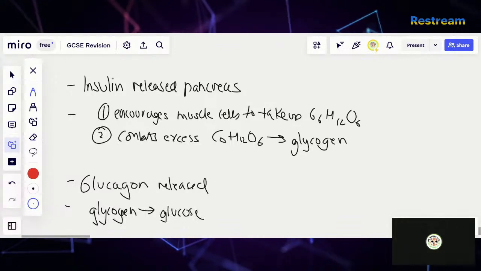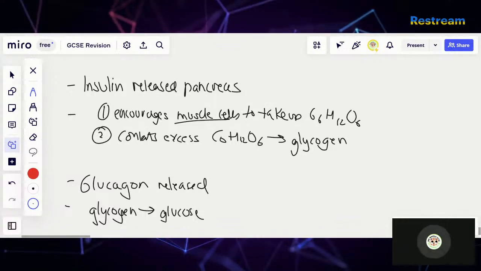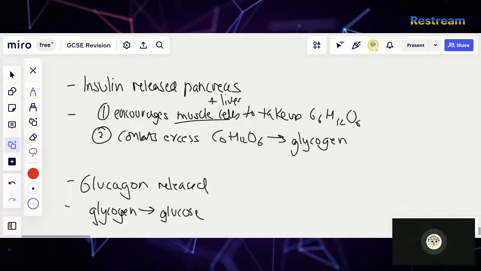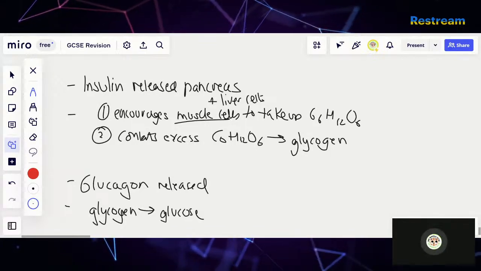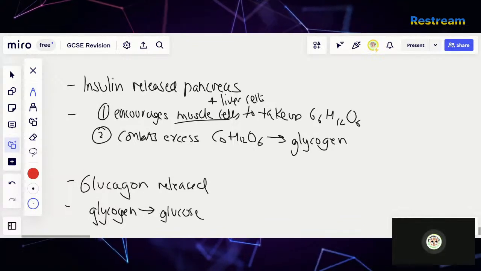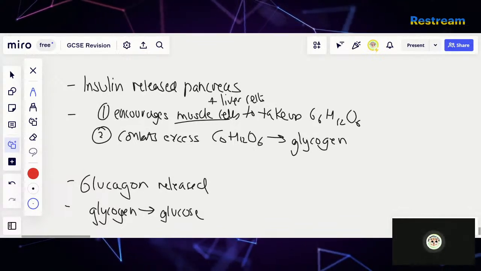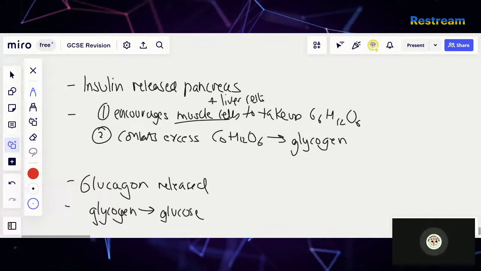Now, when we said it encourages muscle cells, another thing you could say is that it also encourages liver cells. So those two things are quite important as well. Move on to the next question. We've read so many questions so far, so we're doing a really good start.